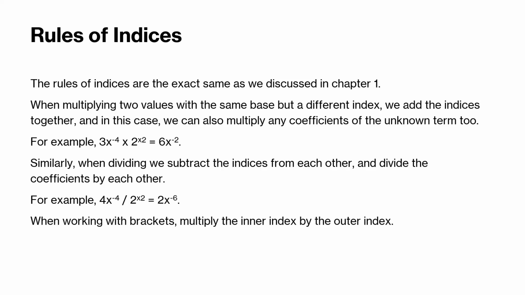When working with brackets, multiply the inner index by the outer index. So for example, 2 multiplied by x to the power of 5, all of this cubed, would give us 8. The 8 is 2 cubed. x to the power of 5 cubed would be x to the power of 5 multiplied by 3, which is 15. Our answer, 8x to the power of 15.